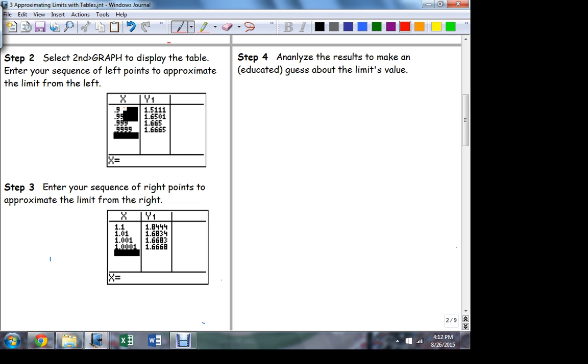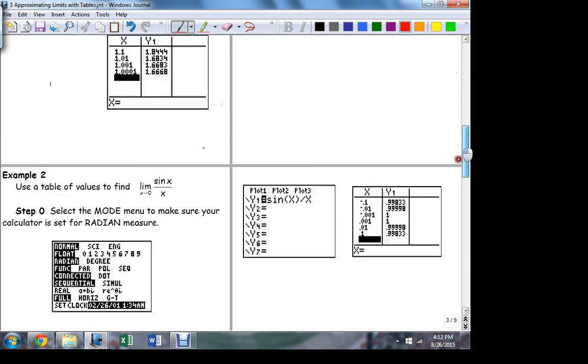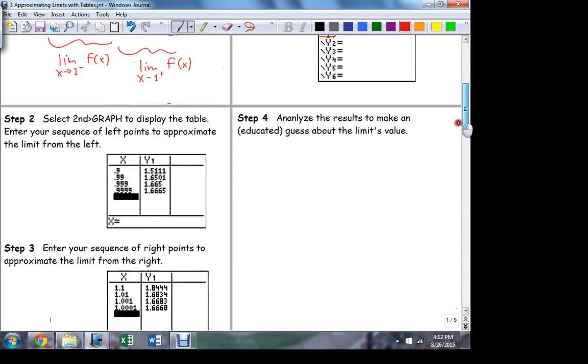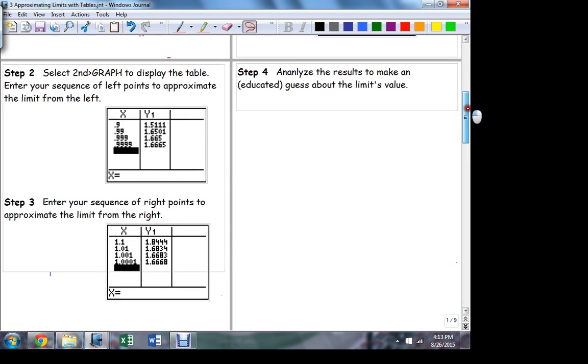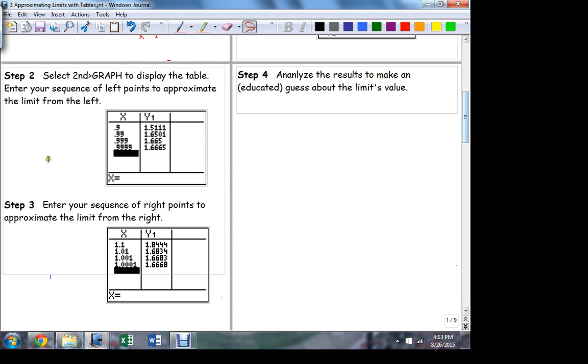I'm going to go to my table. The table is the second key above the graph key. So I don't have my picture of my calculator here. But the table is the second key above, let me see if I can get one down here. It's going to be too small. That's okay.